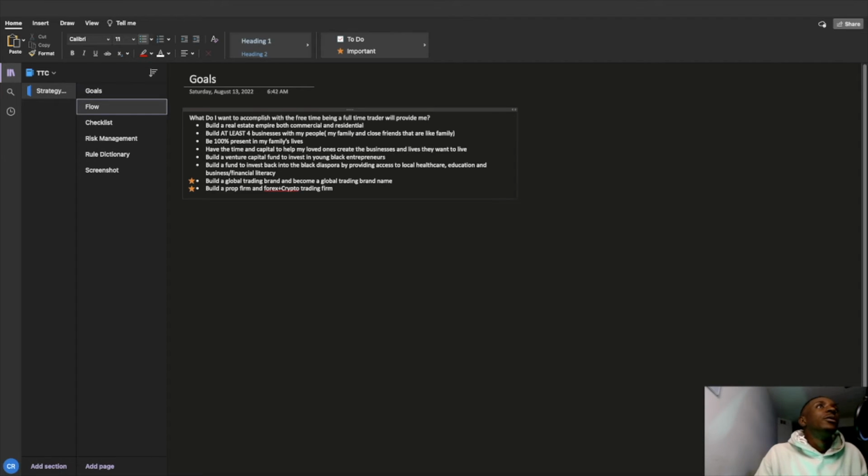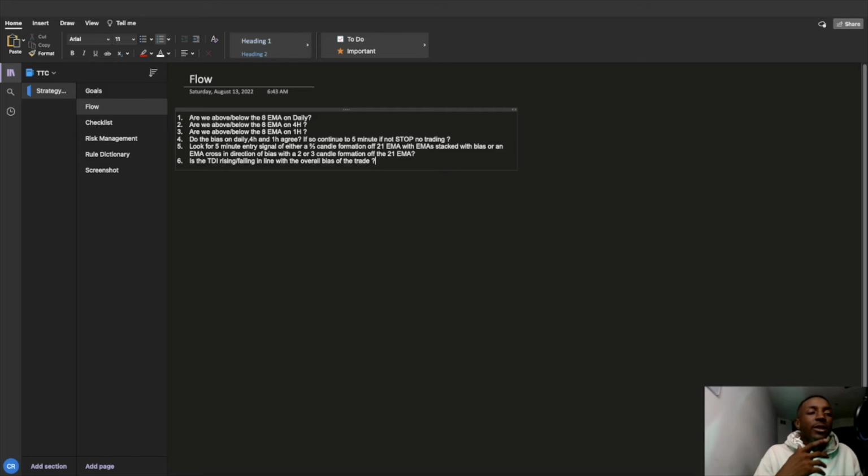Then we go into what's called the flow. I like calling it the flow because it's basically first I do this, then I do that, then I do this, then I do that, right? Now I separate this from the checklist because you'll see how it's a little bit different.